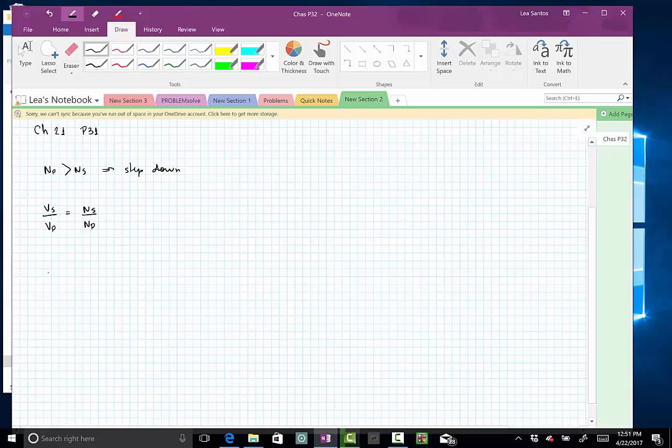Now the other question is, by what factor does it change the current? They want to know the ratio of the secondary current divided by the current in the primary. Now, this is just the opposite. It's the number of turns in the primary divided by the number of turns in the secondary.